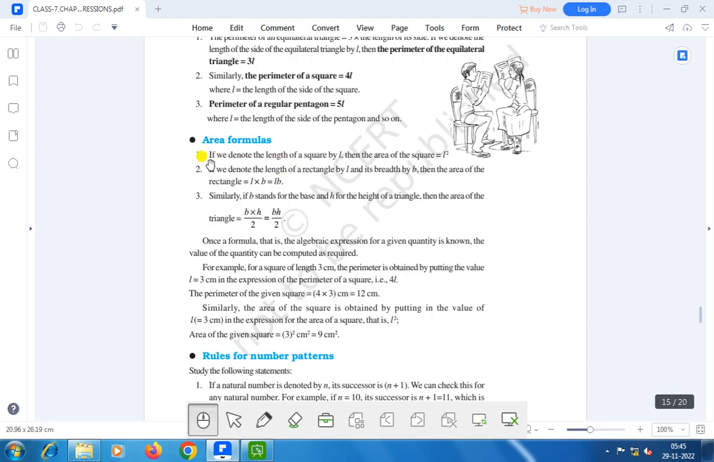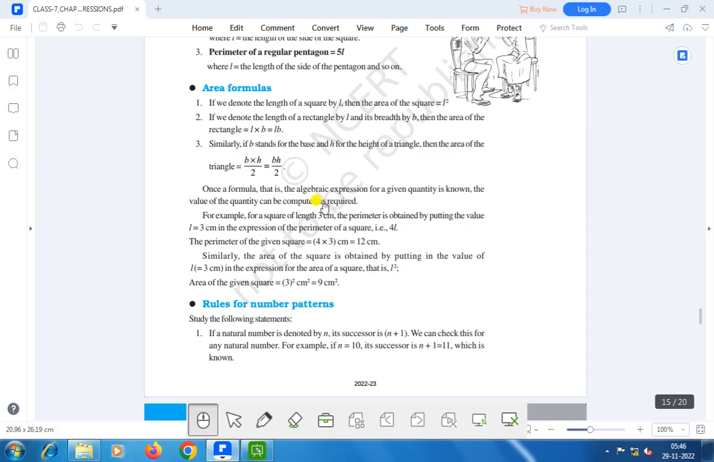Area formulas. If we denote the length of a side of a square by L, then the area of the square is L square. If we denote the length of a rectangle by L and its breadth by B, then the area of the rectangle is L into B, or length into breadth. Similarly, if B stands for the base and H for the height of a triangle, then the area of a triangle is half base into height, half BH.